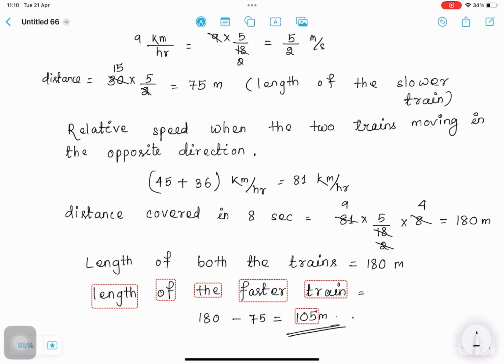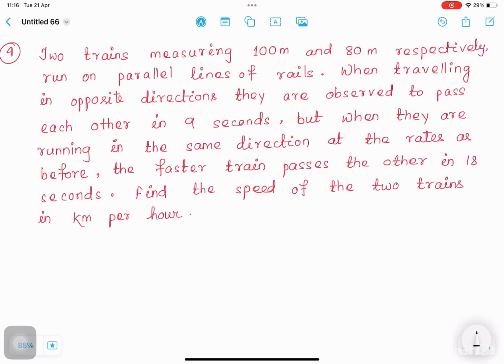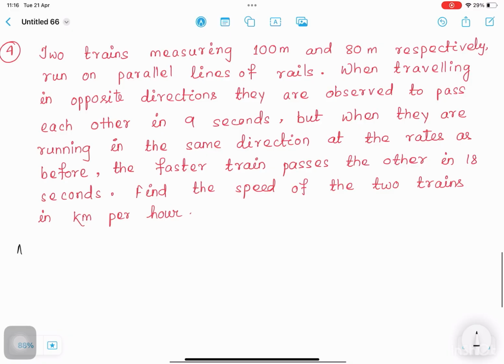Likewise, another question we will do. Next question. Two trains measuring 100 meters and 80 meters respectively run on parallel lines of rails. When traveling in opposite directions, they are observed to pass each other in 9 seconds. But when they are running in the same direction at the rates as before, the faster train passes the other in 18 seconds. Find the speed of the two trains in kilometer per hour.